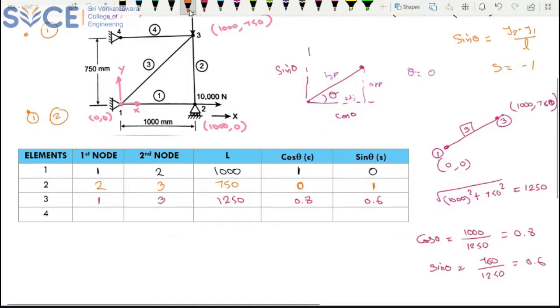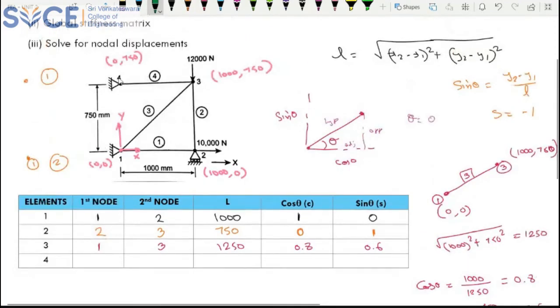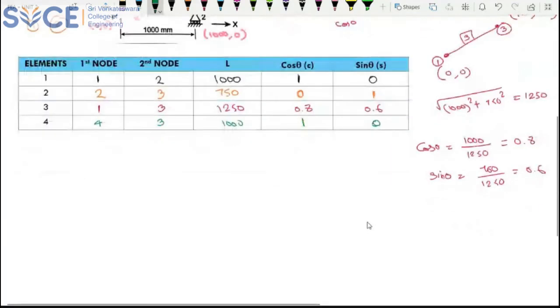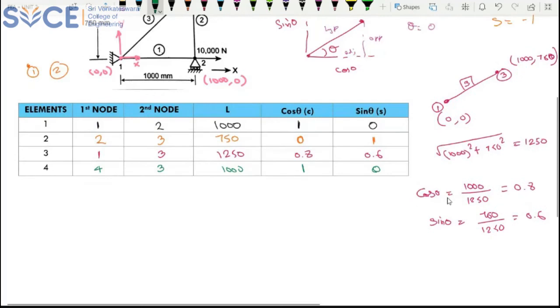Next, we will proceed with your element 4. If we go for element 4, your left side node is 4, so that will be my first node. Right side node is 3, so that is my second node. Okay, so 4 and 3. What is the length? 1000. It is horizontal, so of course cos theta will be 1 and sin theta will be 0. Right? So this part is over. This simplifies your work, so that you can easily locate your element stiffness matrix. So now we have identified your length, cos theta and sin theta, everything is over.